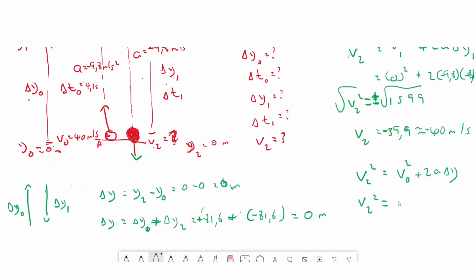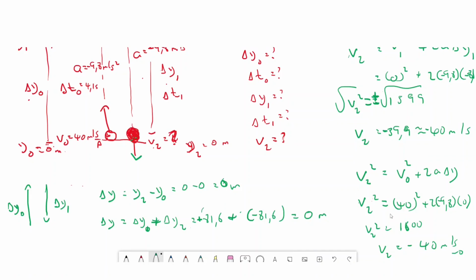Then you substitute this. This is 40. Is it 40? Yes, it's 40. 40 squared plus 2 times minus 9.8 multiplied by zero. Then you find that v2 squared is 1600, right? Then you have to choose plus or minus when you put it under the square root, and you choose the minus because it's going down, and this is going to be 40 meters per second. So you can find it using this way, or you can find it using that way.